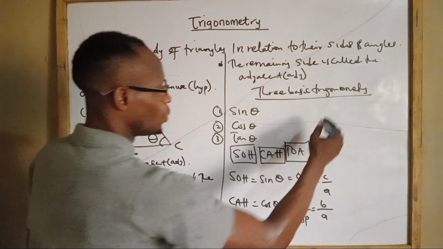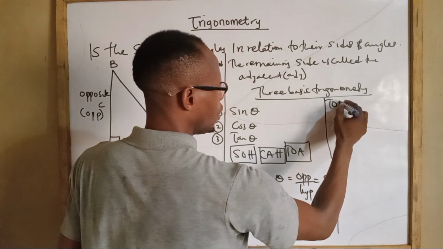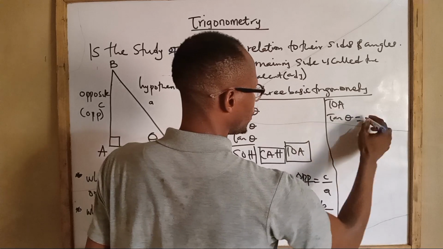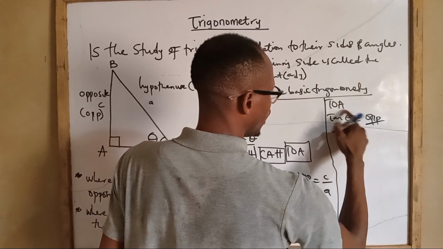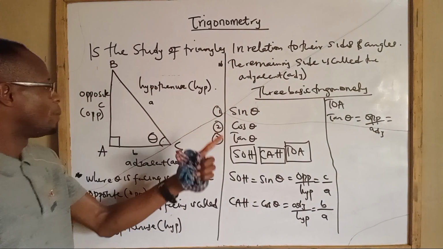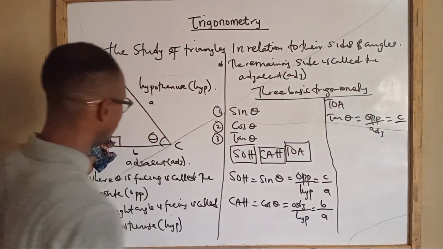So the last one is TOA now. For TOA, T represents the tan theta, then O represents the opposite, then A represents the adjacent. So if you also consider this triangle, the opposite side there is simply C all over, then the adjacent is simply what? B.